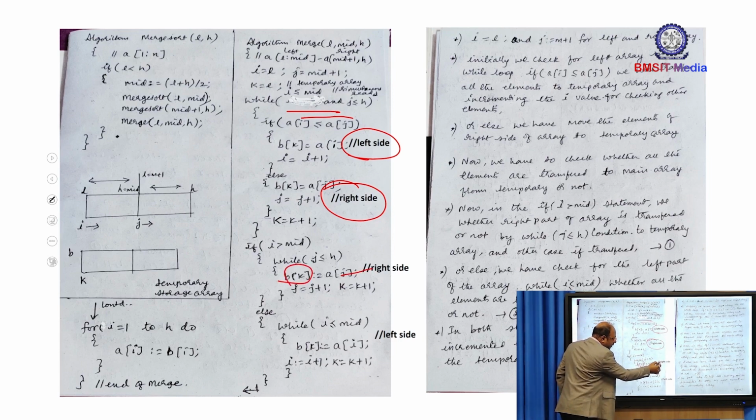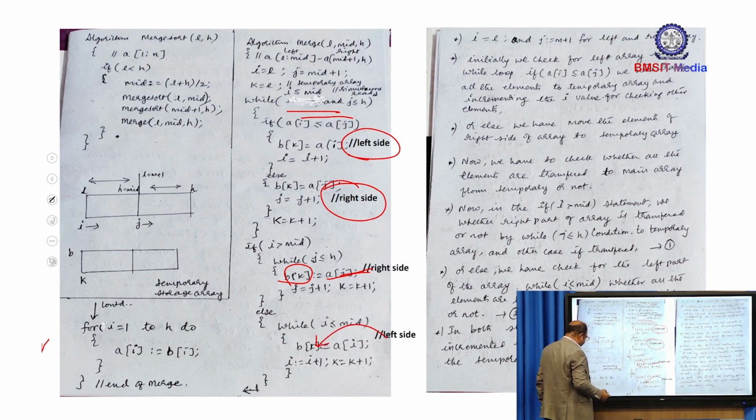We are going to copy the left-out elements, the higher part of the value, the right side part of the array elements. Then anything left out in the left part of the array elements will be copied to the auxiliary memory. Finally, the auxiliary memory is copied to the main array.